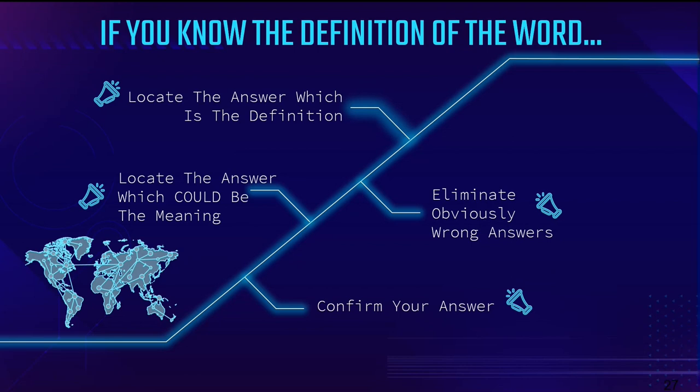Eliminate obviously wrong answers. Do not spend time pondering this. This should be done quickly. Locate the answer which could be the meaning. This should also be done quickly. If none of them are obvious, skip to reading the sentence to check the definition. And finally, confirm your answer.